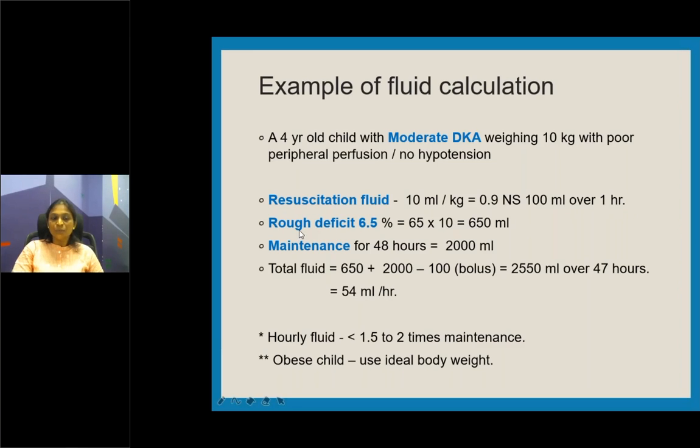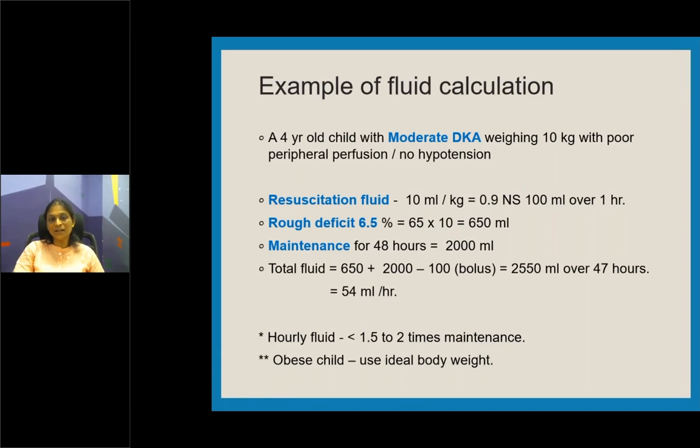After we start this, we have a rough deficit. In moderate DKA, the deficit is somewhere between 5 to 7%. I take it as 6.5%, for example, and then it is 65 into 10. 10 is the weight of the child, so it comes to 650 ml. The maintenance for this child for 48 hours is around 2000 ml. So the total fluid is 650, that is the deficit, plus maintenance fluid for 48 hours, 2000, minus 100 ml, which is the fluid we gave for resuscitation.